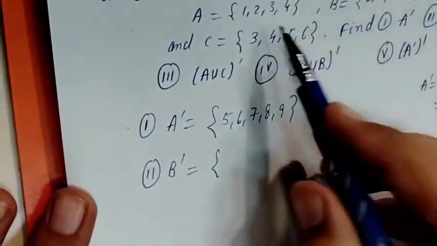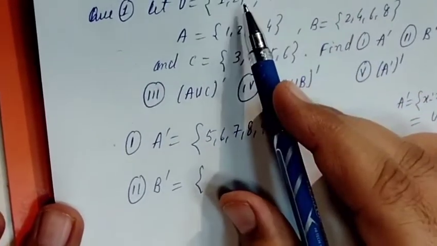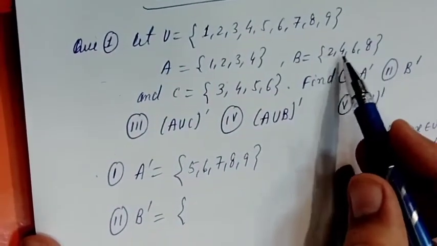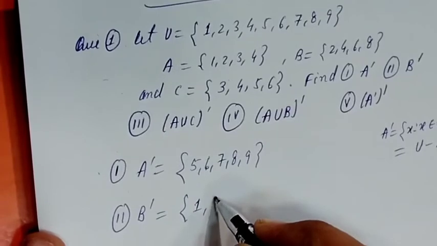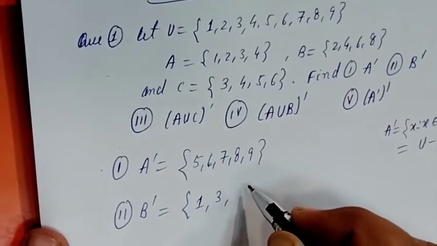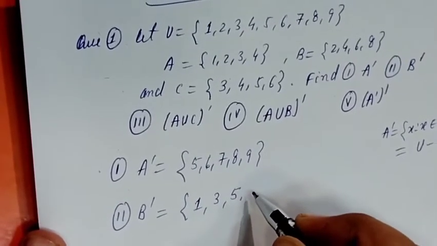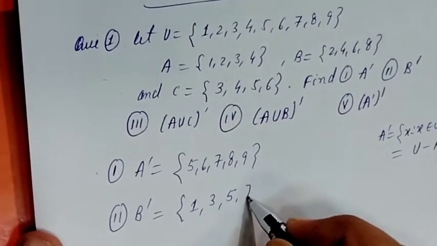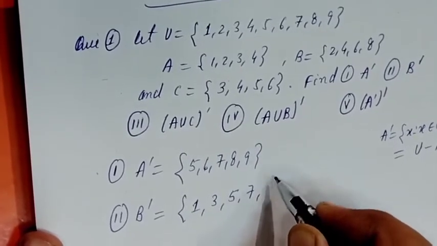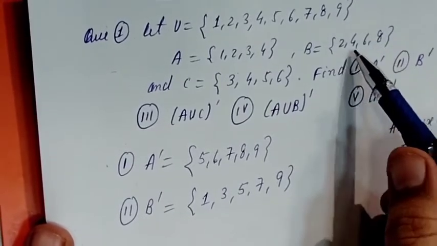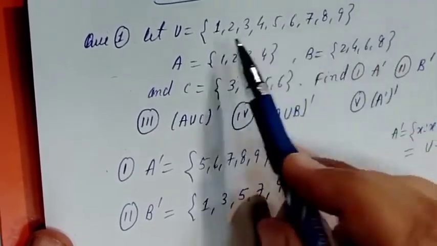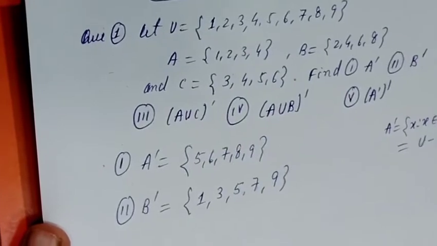B को छोड़कर remaining elements of U: don't take 2, 4, 6, 8. Remaining elements are 1. Don't take 2, 3. Don't take 4, 5. Don't take 6, 7. Don't take 8 and 9. Leave these even numbers 2, 4, 6, 8. The remaining are the odd numbers.